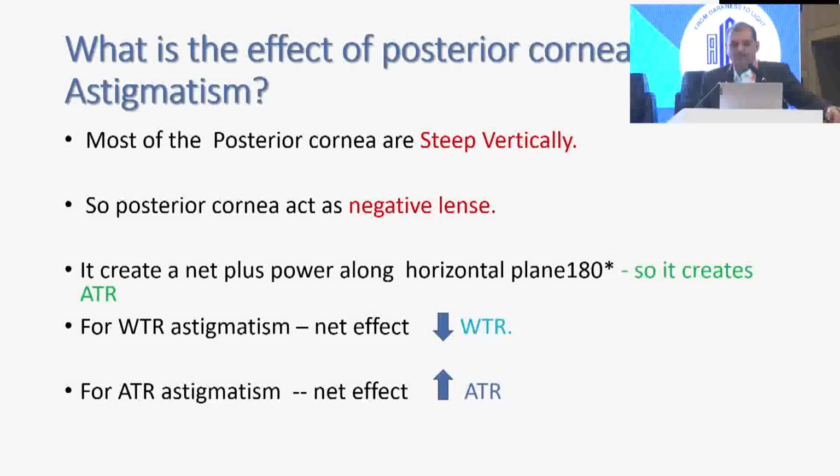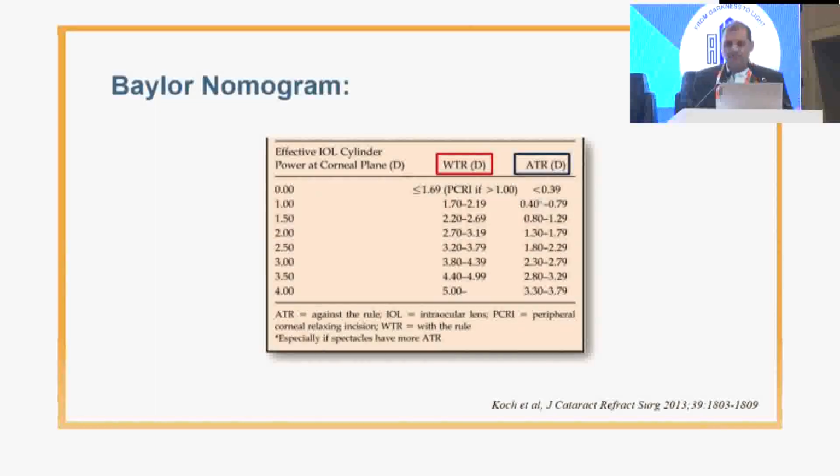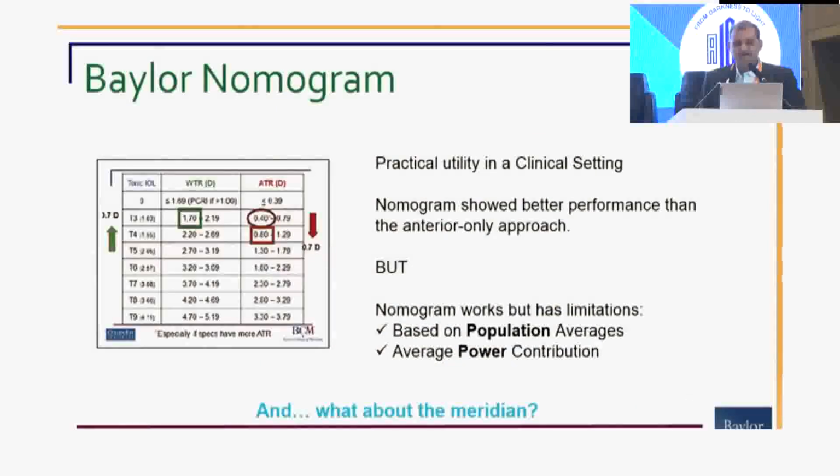The next year Dr. Baylor came with a nomogram, and we were using this nomogram for modification of the toric implantation. Suppose we have a patient with WTR and 3 diopters of astigmatism; we were decreasing the toric model at that time. For a patient with against-the-rule astigmatism, we go for the same model of the toric calculator. So the nomogram has good effectivity and good results as far as the power is concerned, but the meridian was not taken into consideration.